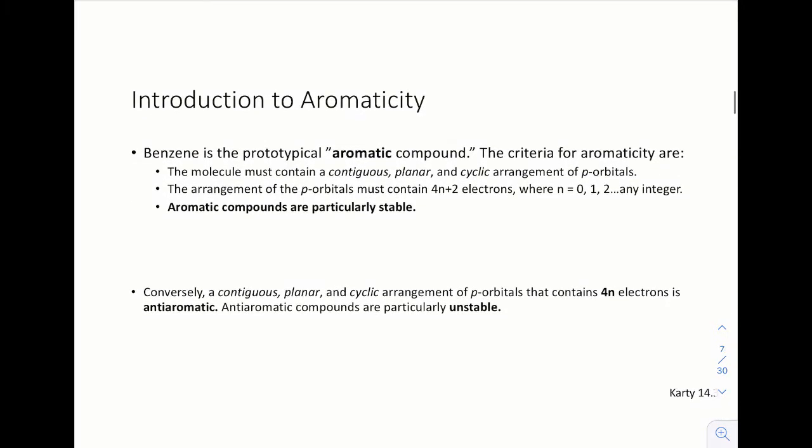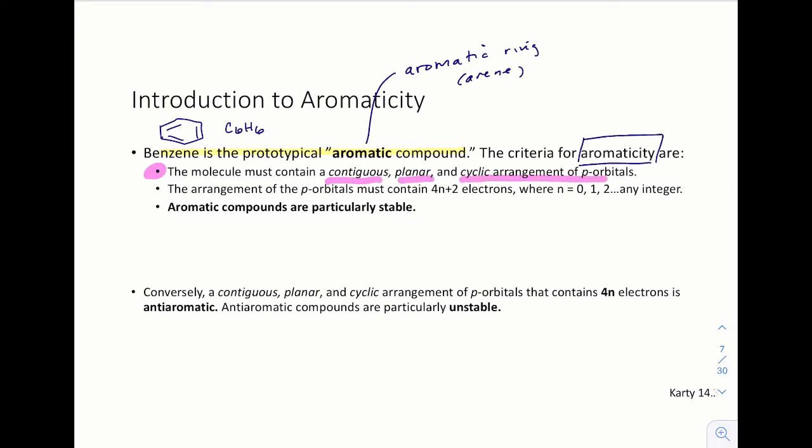Let's start with aromaticity. Benzene is the prototypical aromatic compound. When you were introduced to aromatic ring or arene as a functional group, you learned to memorize benzene. However, benzene is only one example of an aromatic compound. The criteria for possessing the property of aromaticity are that the molecule must contain a contiguous, planar, and cyclic arrangement of p orbitals. That is indeed the case for benzene.